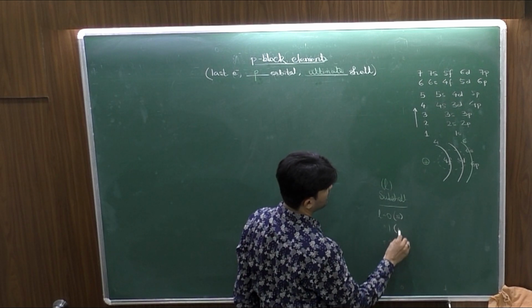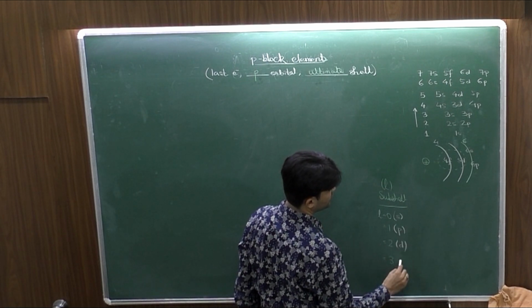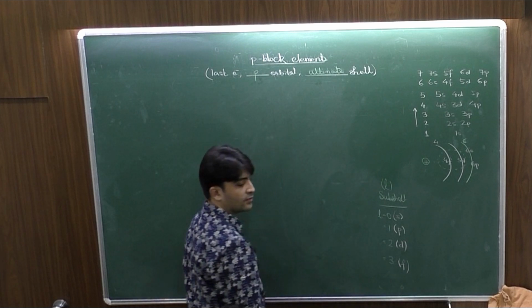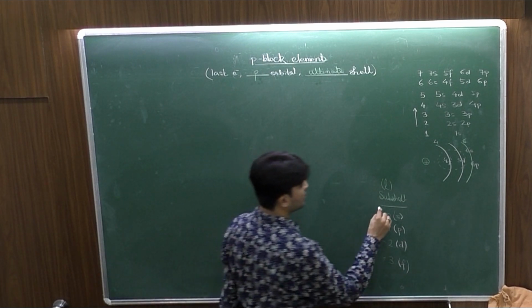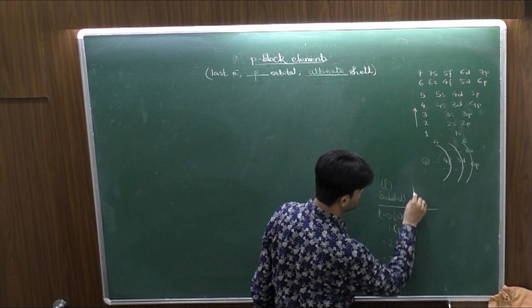and they correspond to the subshells named sharp, principal, diffused and fundamental, which have the letters S, P, D, F. Clear? So the azimuthal quantum number is represented by the letter L.